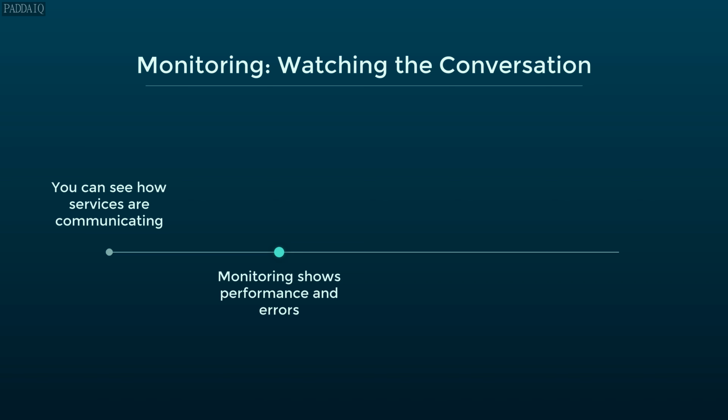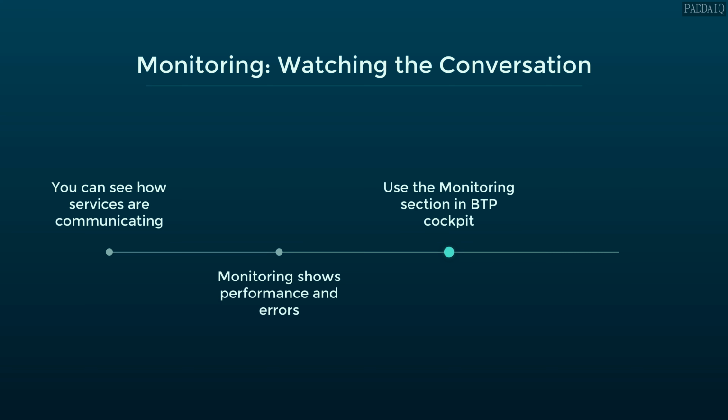Monitoring shows performance and errors. This means you can see how well your applications are running and spot any problems immediately. For example, if an online store is slow during a sale, monitoring helps identify the bottleneck. This ensures your systems remain reliable and efficient.